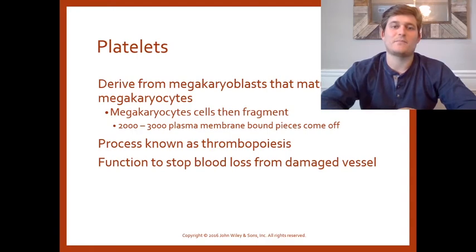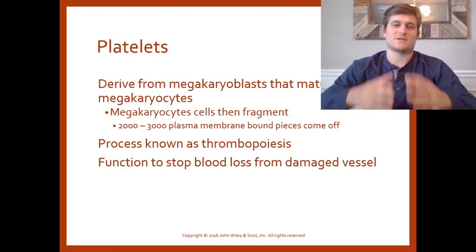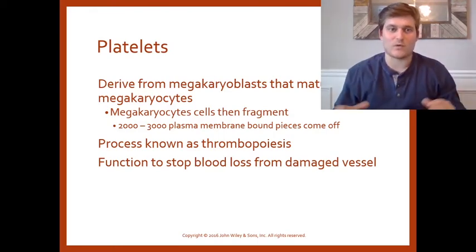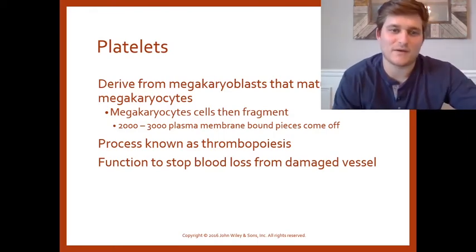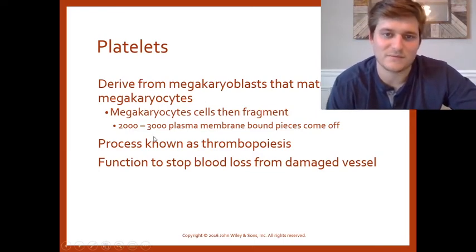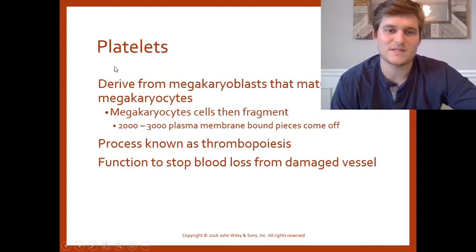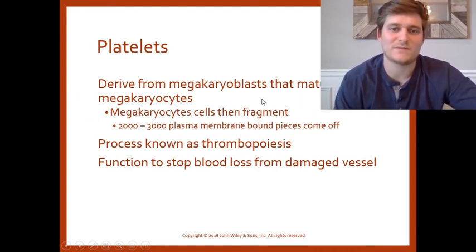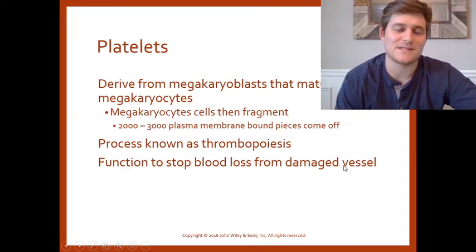Platelets are derived from megakaryoblasts that mature into megakaryocytes. These megakaryocyte cells are then fragmented. So for one megakaryocyte, you get around 2,000 to 3,000 plasma membrane-bound pieces that come off. And this process is known as thrombopoiesis. And again, the main function of these platelets is to stop blood loss in damaged vessels.